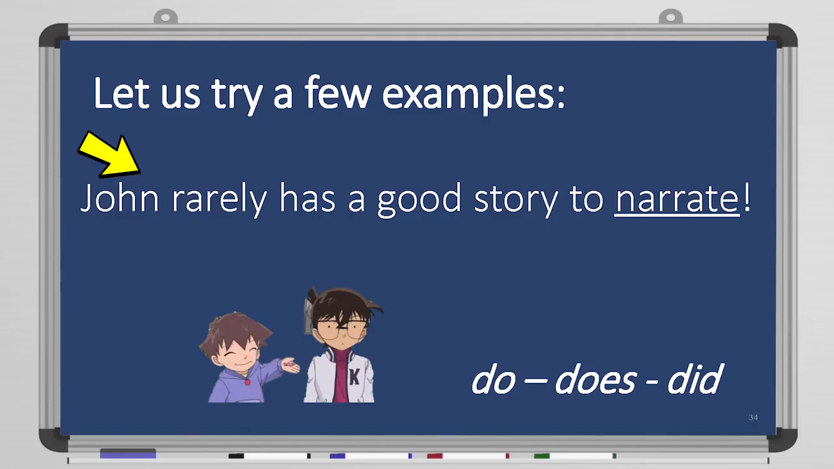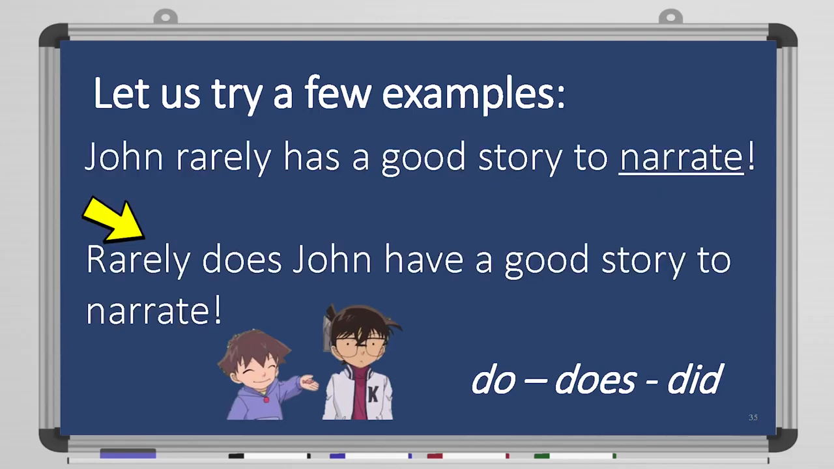What do we start with? We start with our adverb. Excellent. Rarely, what? Now John is singular, but we're using his name. So do we add do or does? What do you think? Rarely does John have a good story to narrate. And why did we choose have and not has? Why do you think?